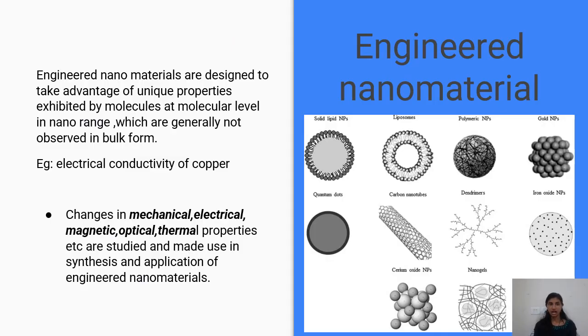Engineered nanomaterials are designed to take advantage of the unique properties exhibited by molecules at the molecular level in the nano range, which are generally not observed in the bulk form. For example, the electrical conductivity of copper. The electrical conductivity of copper is very minute when it is in its bulk form, but very high when it is in its nano form. The changes in mechanical, electrical, magnetic, optical, thermal properties, etc. are studied and made use of in the synthesis and application of these engineered nanomaterials.